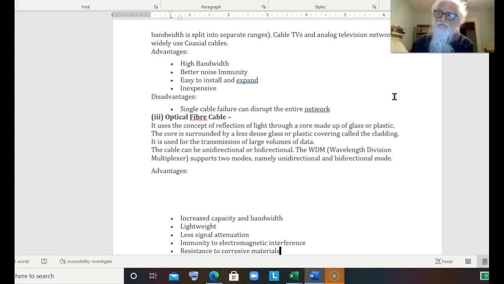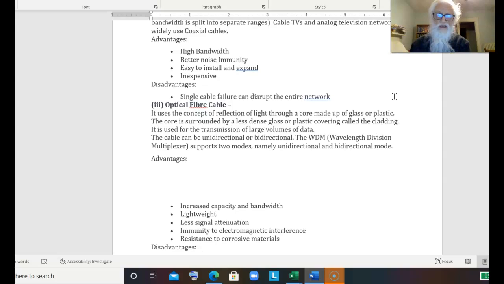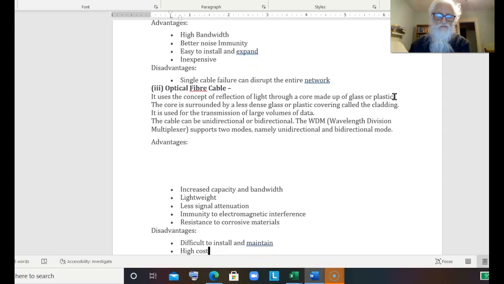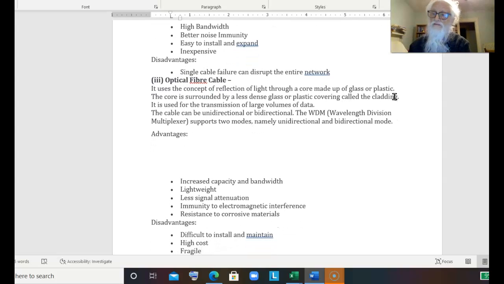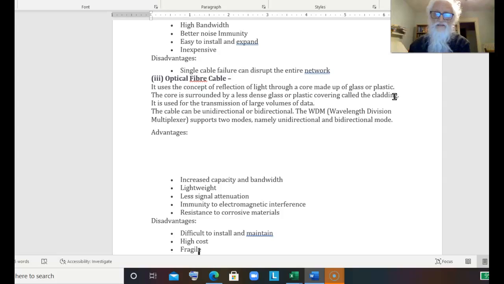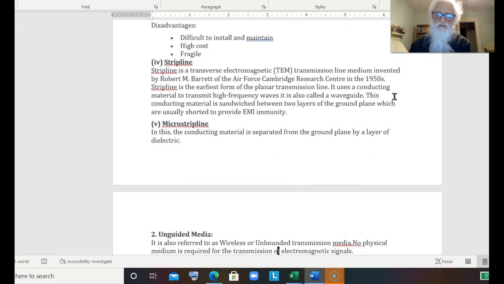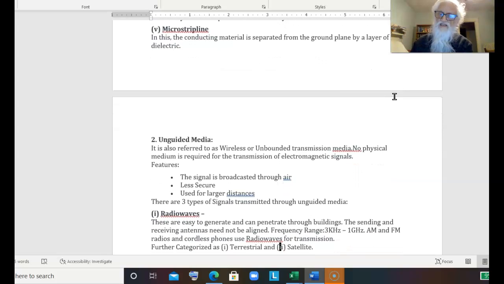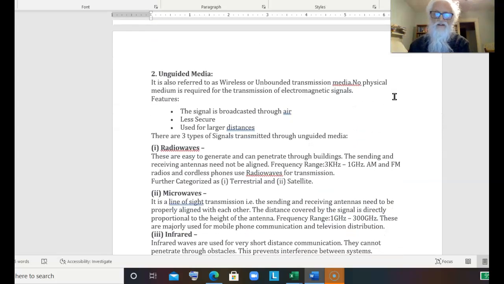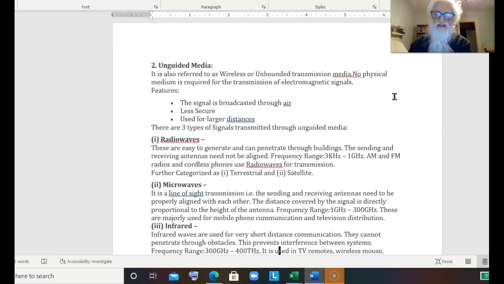It's got better protection against electromagnetism. It costs money, and you have to spend more time installing it. We put it in the ground, not across the wires, I guess. So, well, I guess we could put it across the wires. Those are the ones I want to talk about. There are more here, as you can see. Radio waves, microwaves, infrared waves.